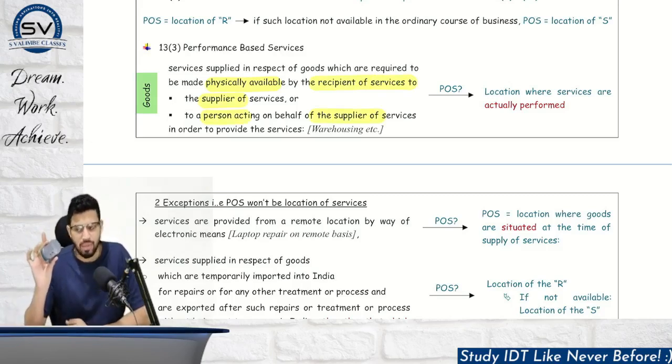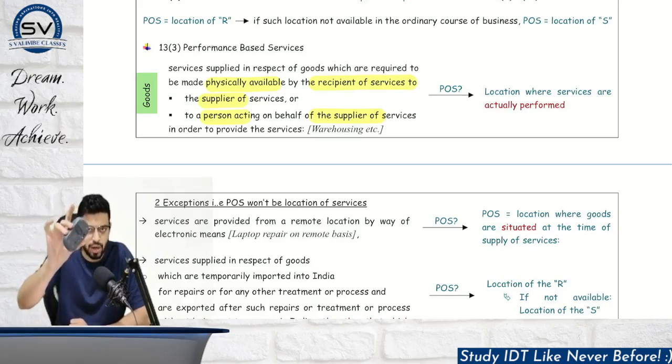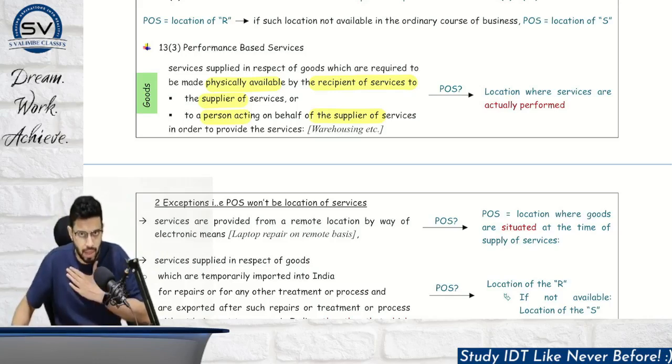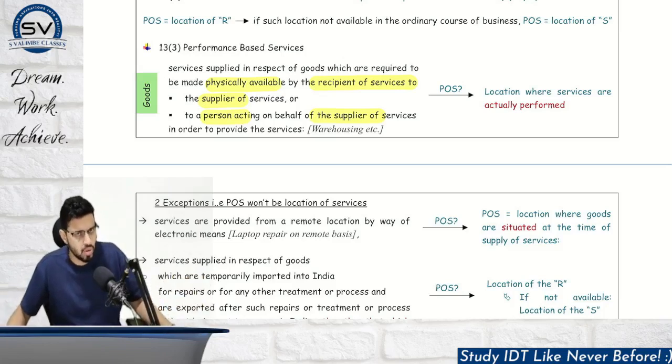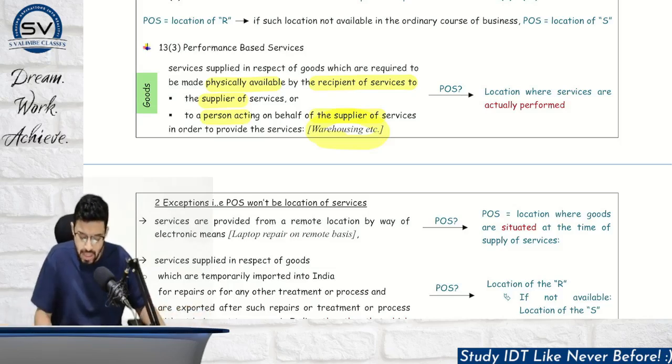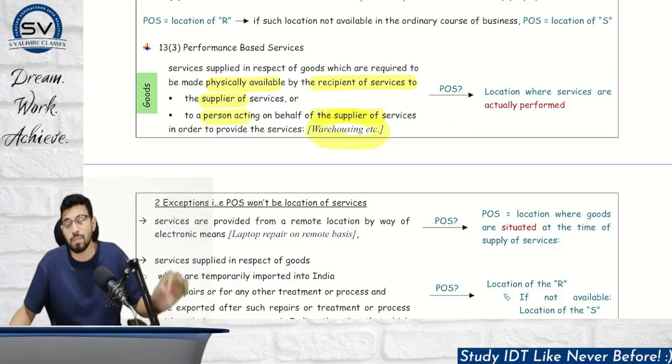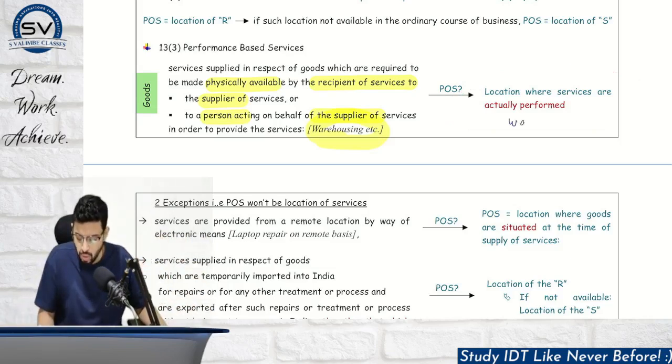Let's say this is a good. There is some repair happening. Now tell me, can repair on this mouse happen unless this particular device is made physically available to the supplier or someone who is acting on behalf of the supplier? Let's say I am getting the task done from someone. So in these cases, we will term these as performance based services. Another example, warehousing. Warehousing cannot happen unless the goods are there, right? What will you warehouse? So in such cases, the place of supply shall be the location where the services are actually performed. Example, where that warehouse is located.